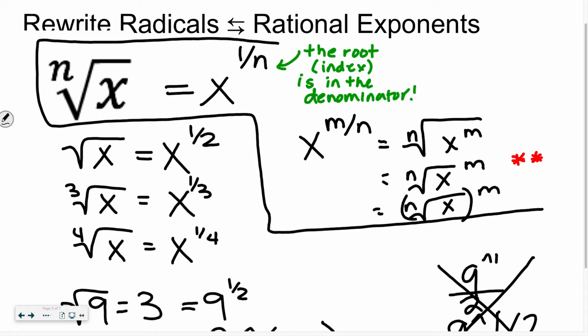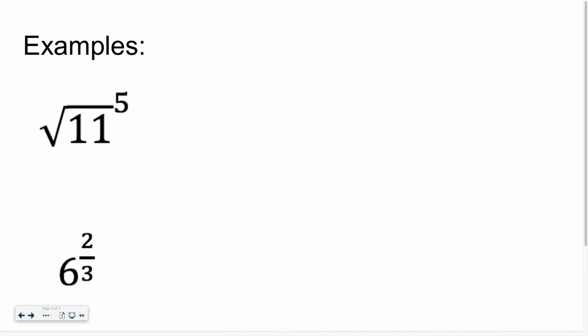Okay, so before we do some examples with evaluating, I want you to put your calculators down. We're not going to calculate anything right now. We're just going to do a little practice. Can you change forms? So I'll pull this one over here. Can you do the square root of 11 to the 5th and 6 to the 2/3? So this one's in radical form. Can you turn it into a fraction exponent? And this one is a fraction exponent. Can you turn it into a radical?